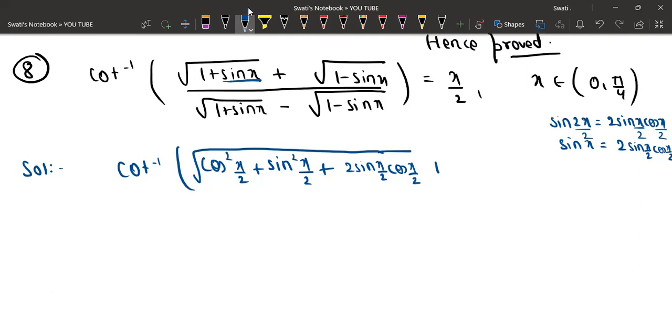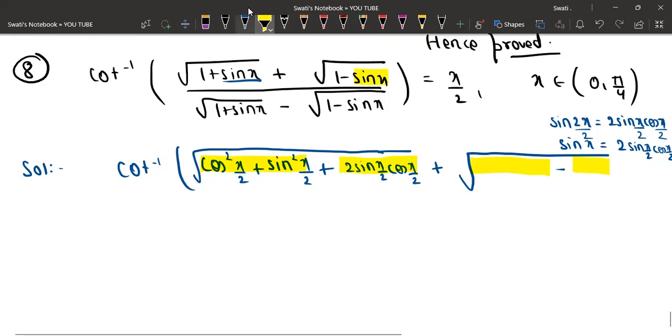Okay. And then plus the same thing I'm going to do here. It's just there will be a minus sign. Otherwise, I'm going to repeat the same step here. Here I'm going to write cos square x by 2 plus sin square x by 2 minus 2 sin x by 2 cos x by 2 for this sin x. So yeah, the same thing. I'm not writing it because it will take a lot of space.